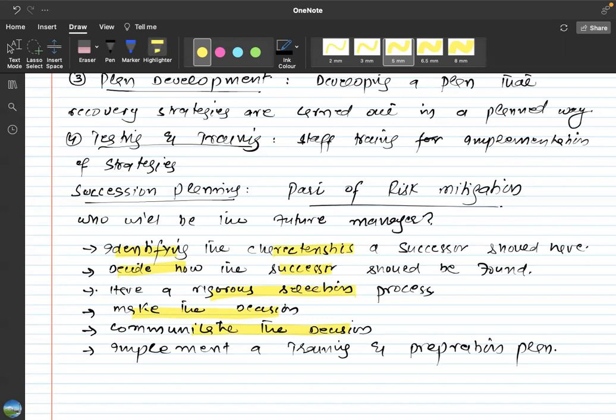Or we can involve him in other training processes, so that he can learn what are the skills needed to be the next director or CEO of the company. This is what we call the succession planning. So this is the end of contingency plan chapter 2.